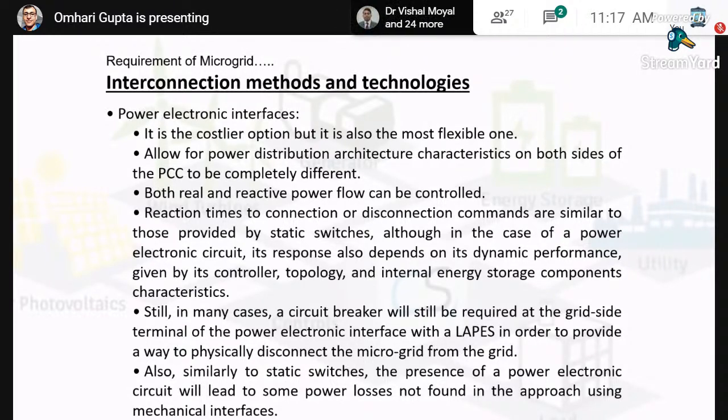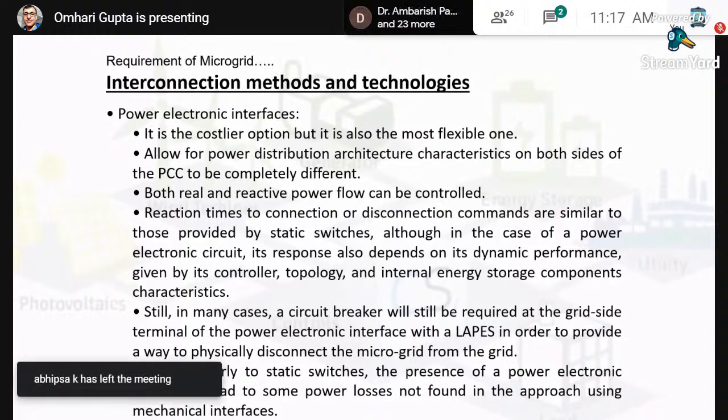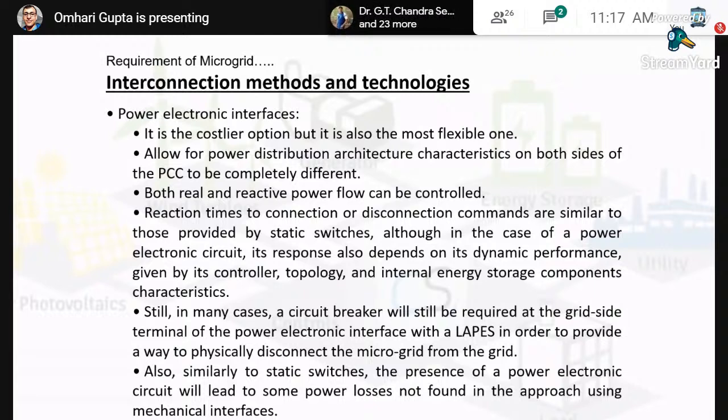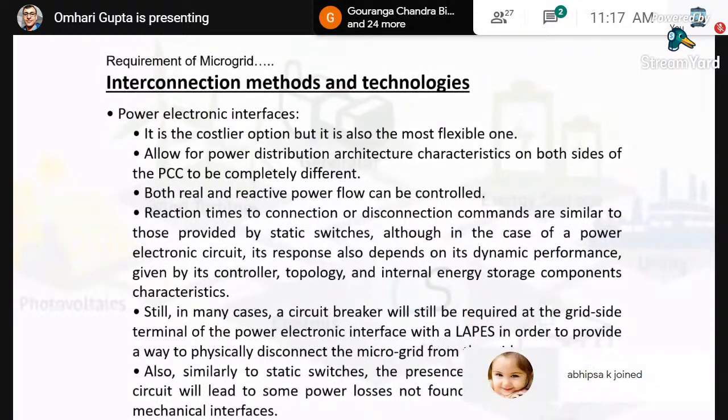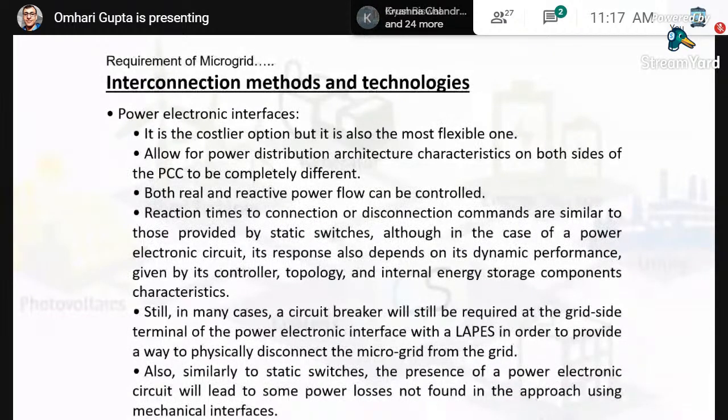Still, in many cases, a circuit breaker will be required at the grid side terminal of the power electronic interface in order to provide a way to physically disconnect the microgrid from the utility grid. Also, similarly to static switches, the presence of a power electronic circuit will lead to some power losses, which is not found in the approach using mechanical interfaces. Obviously, whenever you have a switching device, switching losses will also be there, which was not there earlier in the case of a circuit breaker.